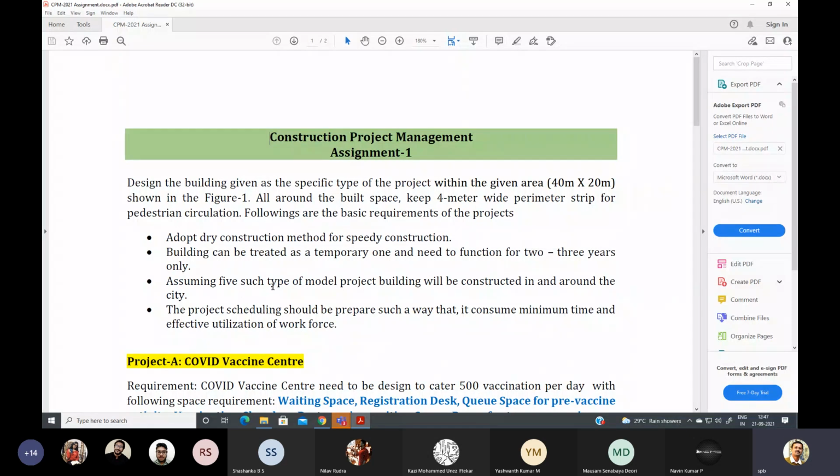Assuming 5 such model project buildings will be constructed in and around the city. Suppose a small city like Kharagpur or something like that, we have to create 5 such centers in different parts of Kharagpur or in your location. So similar projects, similar type of building, will be just a copy-paste kind of thing. So your LOB things will come into the picture. That is why I'm floating it after the LOB discussion. The project schedule should be prepared in such a way that it consumes minimum time and gives effective utilization of the workforce.